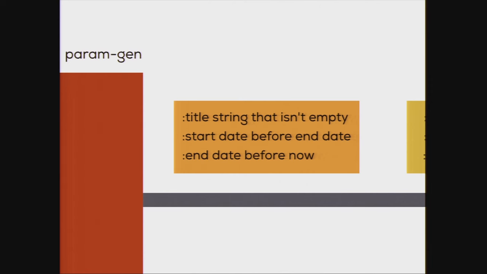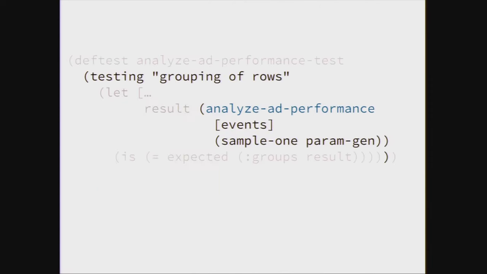Anyway, I build this generator, and now I can go back to my test, and instead of an empty map, I just sample one from the generator. What I like about this is my test now explicitly says, okay, the input is these events and any parameters. So this test now sort of documents the fact that it doesn't care about the parameters, whereas the empty parameter was kind of ambiguous about that. Maybe it was important that it was empty, probably not, but you can't be sure. Now you're sure, it doesn't matter what the parameters are for this test.